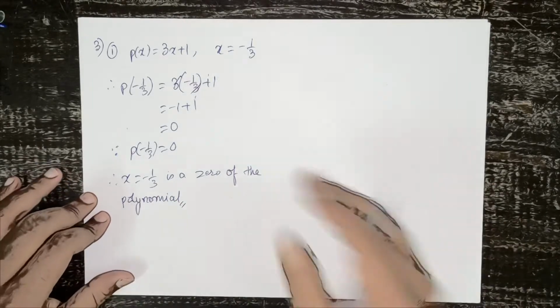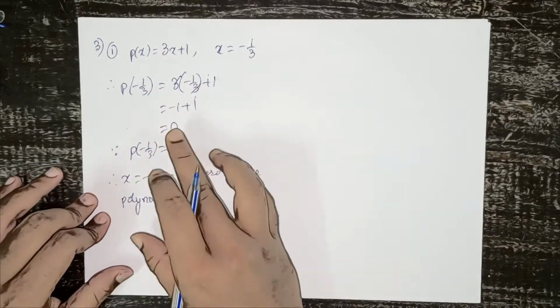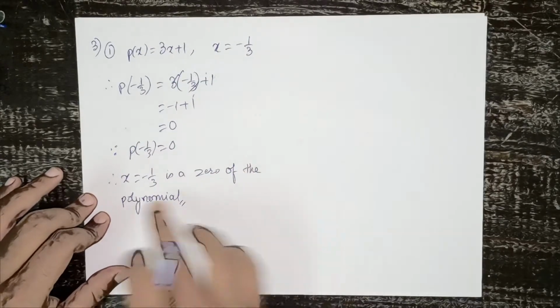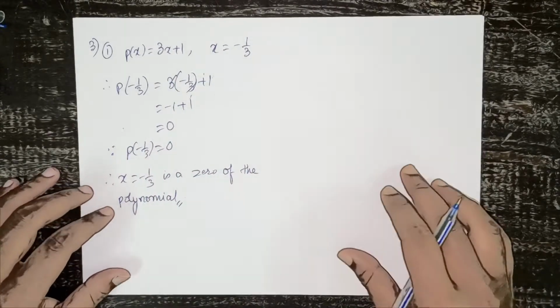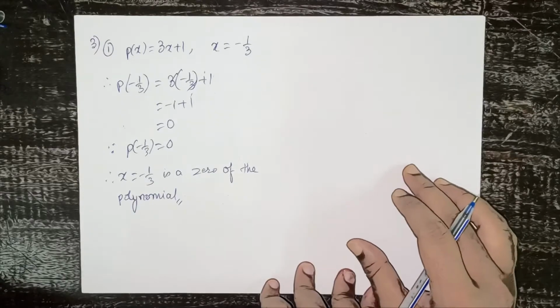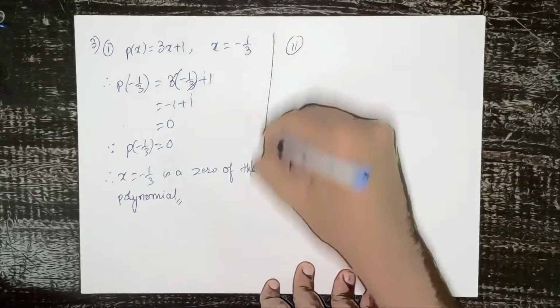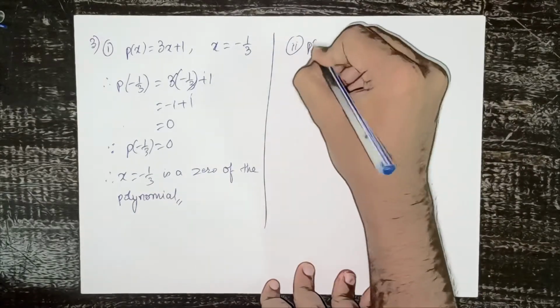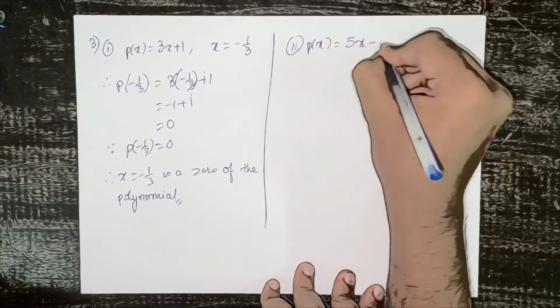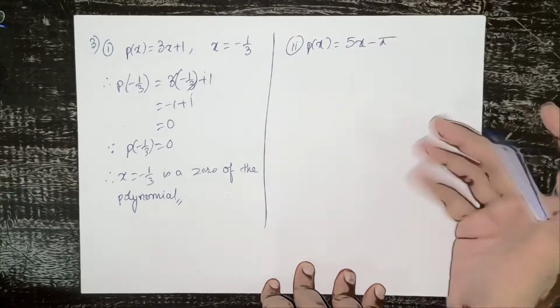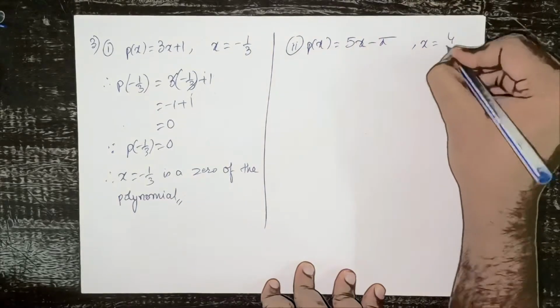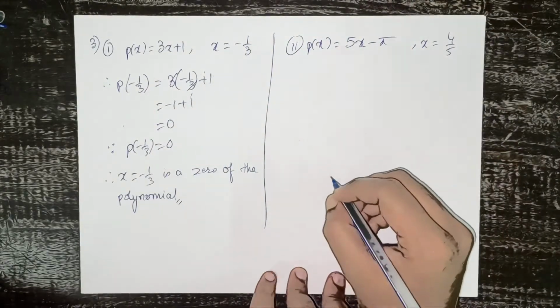Easy, simple, just put that value and see if the answer is 0. If it is 0, that means this minus 1 by 3 is a 0 of the polynomial. Let's try one more. Let us go for number 2. Okay, what do we have in number 2? We are given p of x is equal to 5x minus pi, and x is given as 4 by 5. So let's see what we can do here.